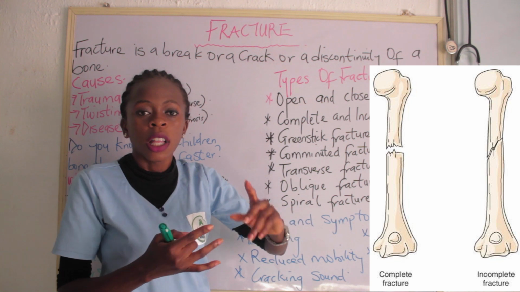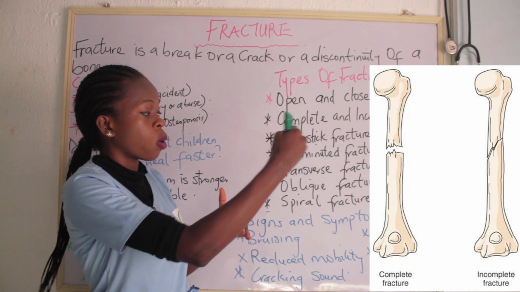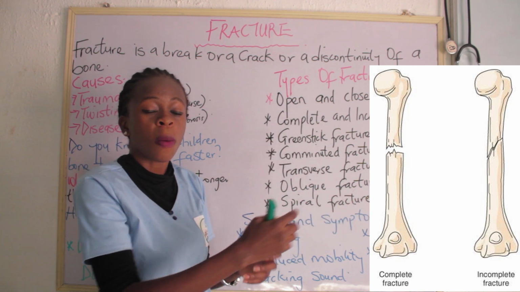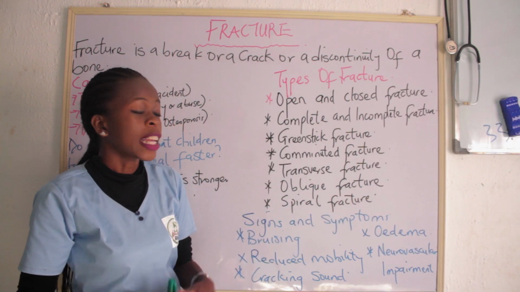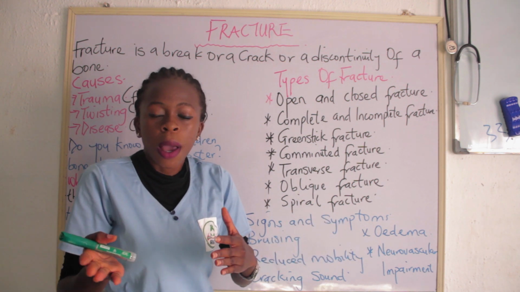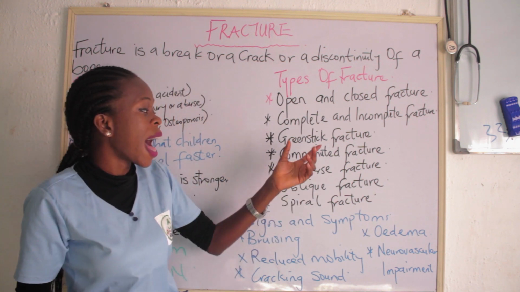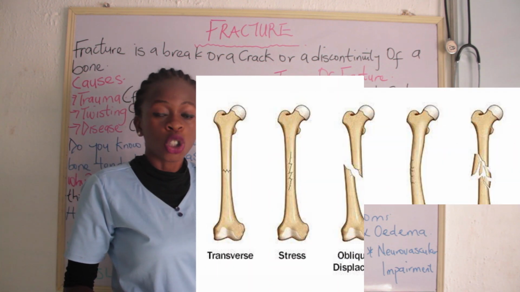The picture on the screen currently will tell you the difference between your complete fracture and your incomplete fracture. Then the order will now be based on the details, based on the shape, based on how this fracture occurs. So we have the greenstick fracture showing on the screen.